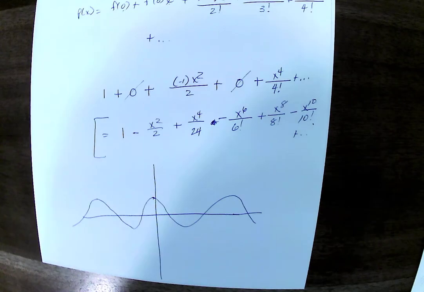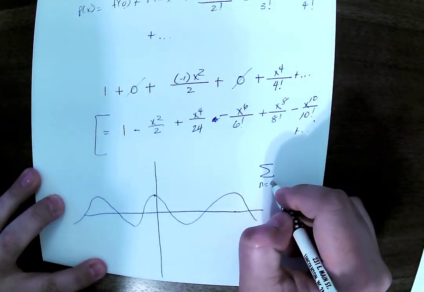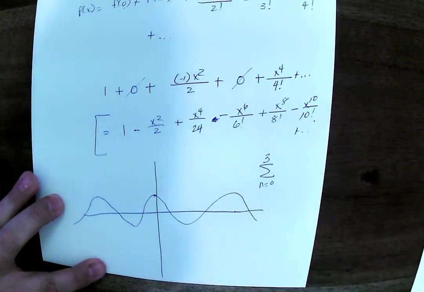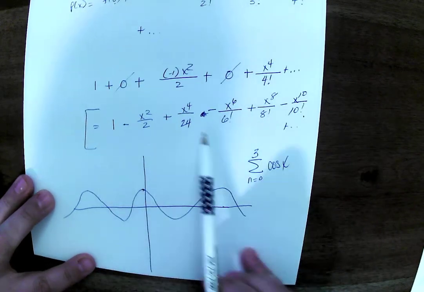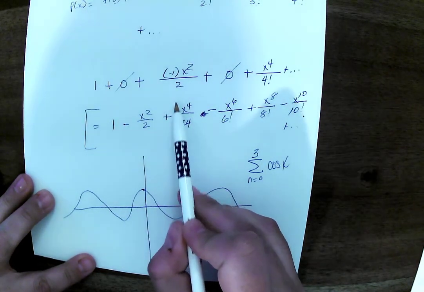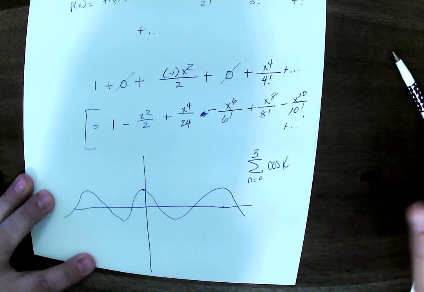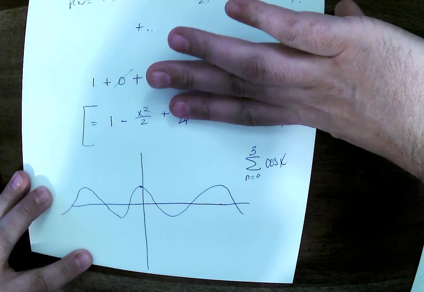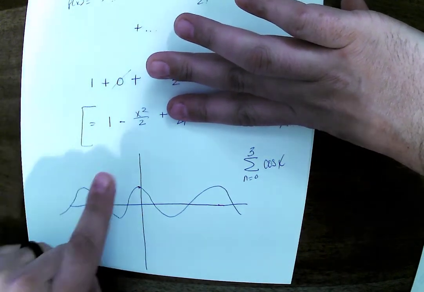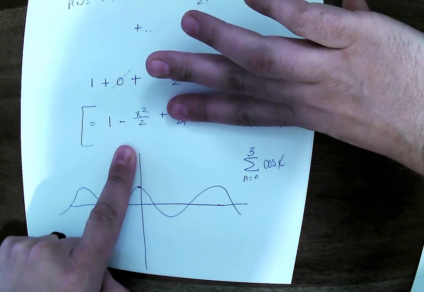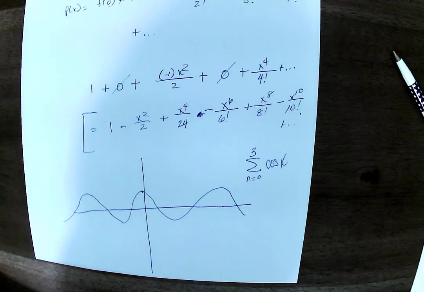Let's say that I wanted to find the sum of n equals 0 up to 3 of cosine of x. You could simply plug it in here. Obviously, you would know that you need to stop about right here, and it would just be this piece right here because this gets us a little bit bigger. So that would mean that the sum of n equals 0 up to 3 of the cosine of x would equal simply 1 minus x squared divided by 2. And in the next one, I'll show you how to do one for the Taylor series.